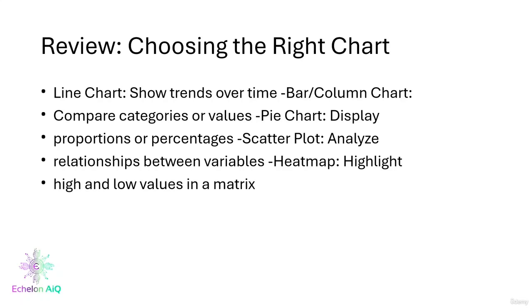So with the line chart, you'll use a line chart to show trends over time. A bar or column chart is great for comparing categories or values. Now, if you're showing parts of a whole, go with the pie chart or a donut chart to display proportions or percentages. Use a scatter plot to analyze relationships between variables. And when you want to highlight patterns or ranges in a matrix, a heat map helps you visualize high and low values clearly. Choosing the right chart makes your insights easier to understand and act on.